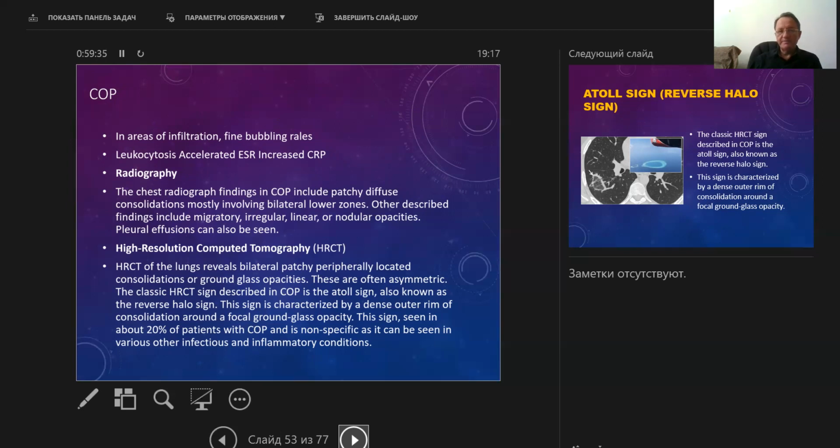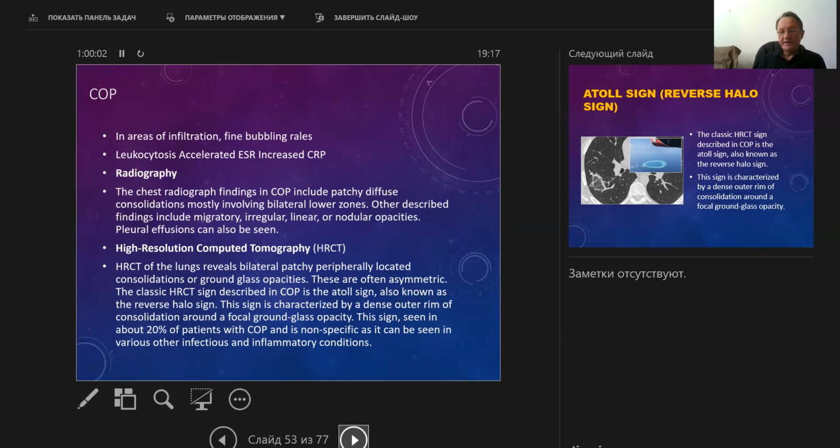Other described findings include migratory, irregular, linear or nodular opacity. Pleural effusion can also be seen. High-resolution computed tomography reveals bilateral patchy peripheral localized consolidation or ground glass opacity.